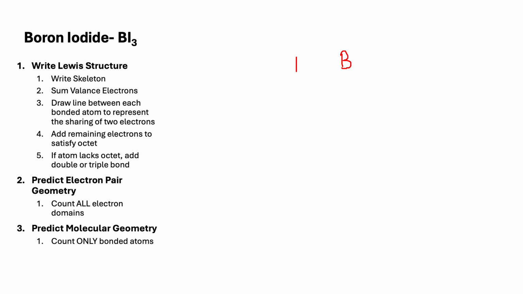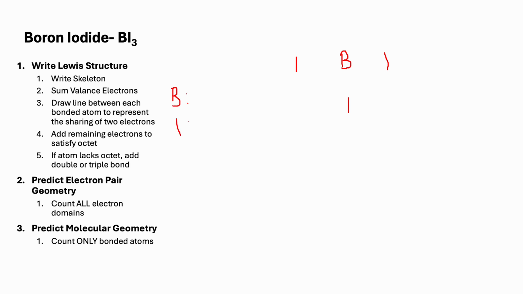How we know what goes on what sides is the more electronegative atoms are on the outside. Iodine is more electronegative than boron. So iodine goes on the outside. We are going to draw a line, and we're going to sum up our valence electrons.